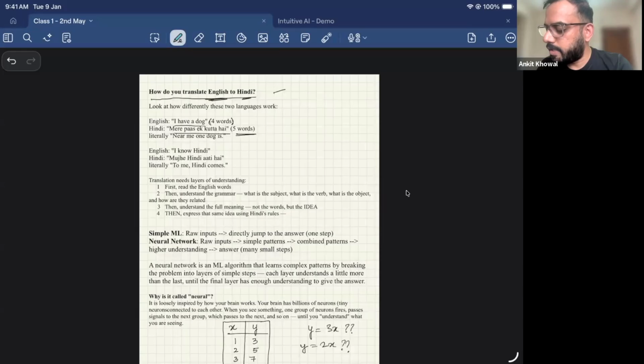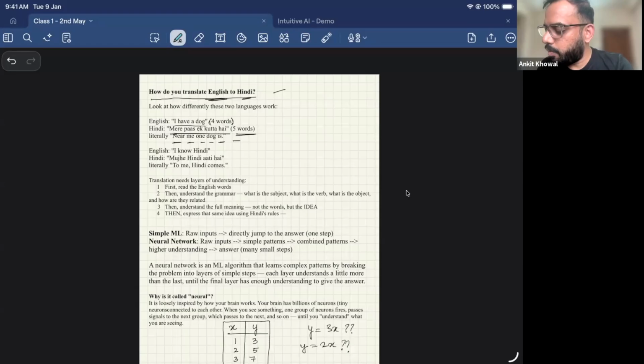So if you try to translate "I have a dog" word by word, it will not work because it's not possible. You have to understand the verb, the grammar, and everything, and then only you can translate it to the other language, right? And if you take Hindi as well, this "mere paas ek kutta hai", if you try to literally translate it into English, you will again get it wrong. It will come out as "near me one dog is", which is grammatically wrong, and it's the wrong meaning which is coming up over here.